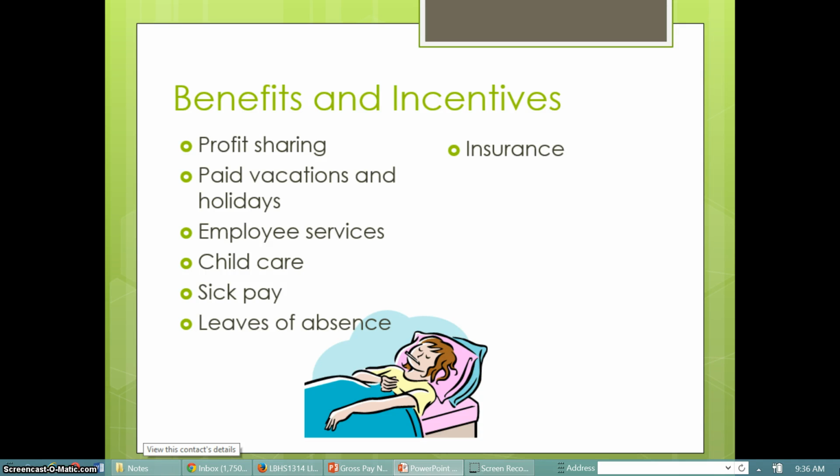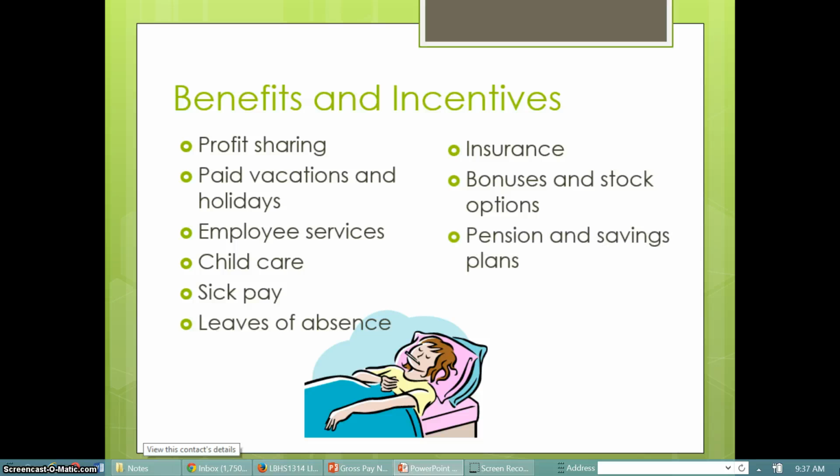Employers may offer insurance as an incentive to work for them, and they may provide or cover some of your health care, dental care, or vision insurance, as well as life insurance. Bonuses may be offered to achieve sales goals, or stock options as rewards for doing a great job. Pensions and saving plans help employees save money as they are employed with that employer, and then upon retirement can use those as distributions to supplement their income.